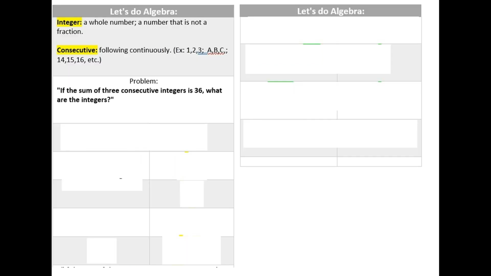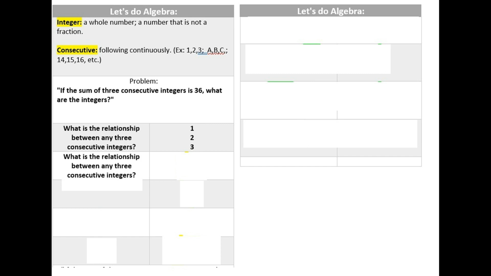Now again, we're going to end up with whole numbers, but integers include all numbers that do not have a fractional part. So if the sum of 3 consecutive integers is 36, then what are the integers? So let's pick 1, 2, and 3. What's the relationship between 1, 2, and 3? Well, 1 is just the number 1, 2 is 1 plus 1, 3 is 1 plus 2. Now, if we replace 1 with x, then that could stand for any number. We have x, x plus 1, and x plus 2.